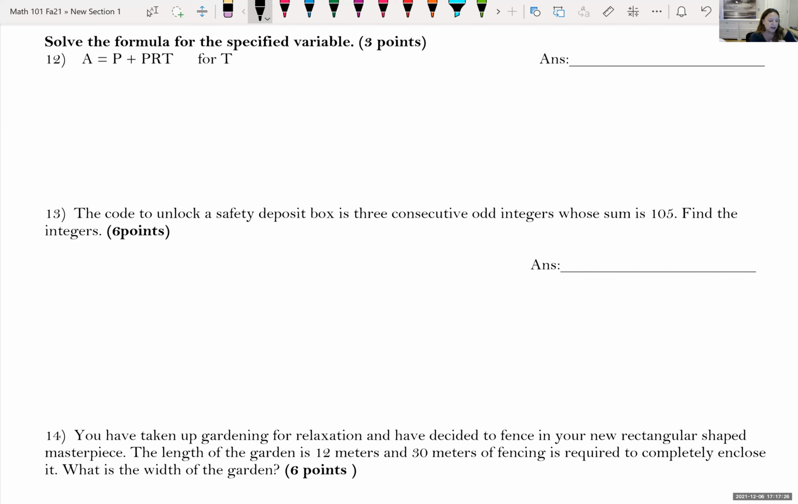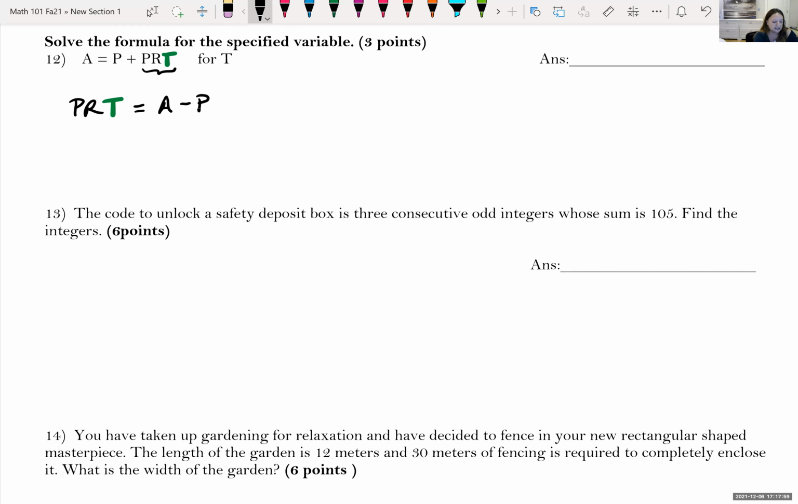Okay, so number 12, we have the problem A equals P plus PRT, and we want to solve for T. And so we want to get the term all by itself with the variable that we're trying to solve for. So we have PRT is, so I want to get this P to the other side. So I'm going to subtract P from both sides, is equal to A minus P.